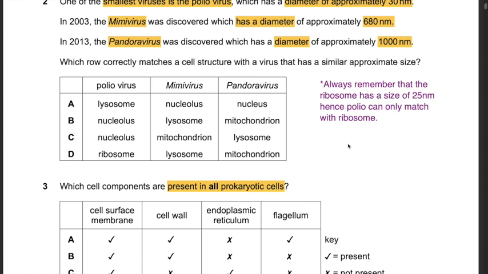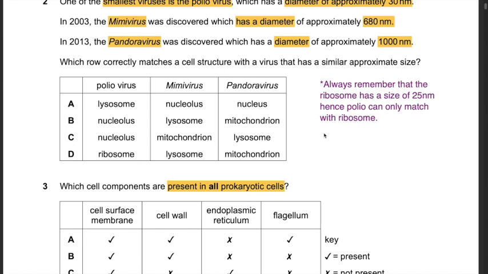Polio virus. Yes, ribosome does match with the size of a polio virus because polio virus has a diameter of approximately 30 nanometers, whereas a ribosome has around 25. So it is somewhat similar. And if you look at column Pandora virus, they have mentioned mitochondrion. And yes, mitochondria do have a size of around 0.5 to 1 micrometer, which is approximately around 1000 nanometers because 1 micrometer is equal to 1000 nanometers. Therefore, yes, mitochondria do have a similar approximate size to the Pandora virus.